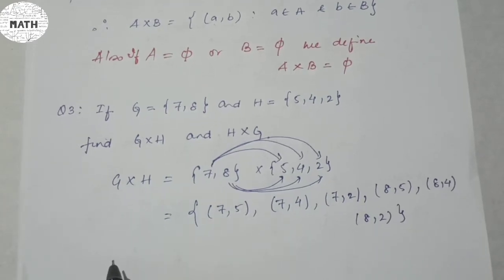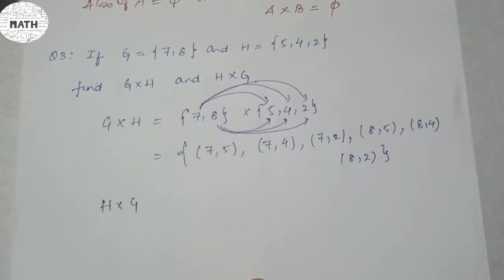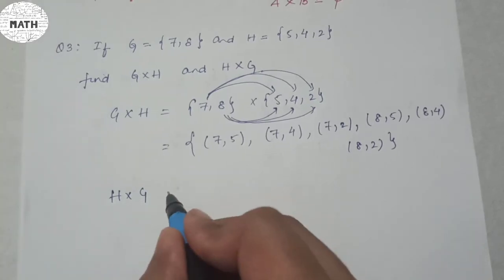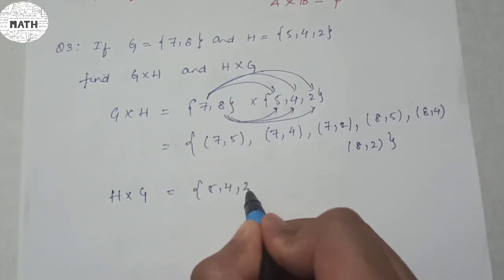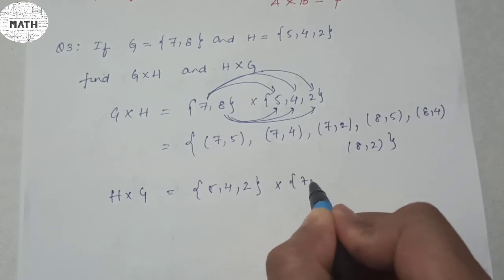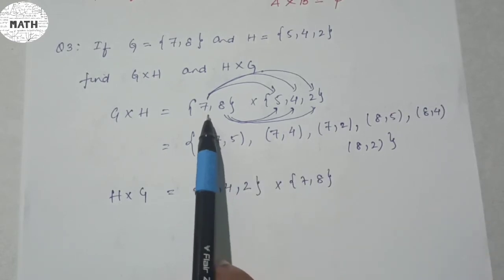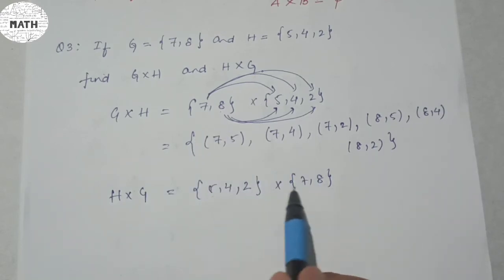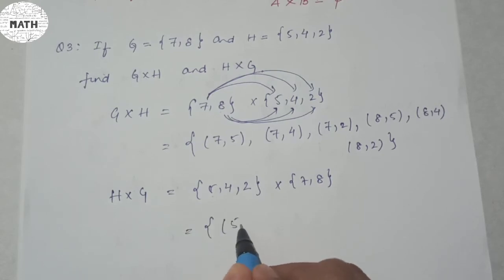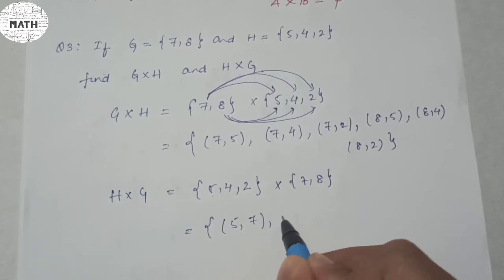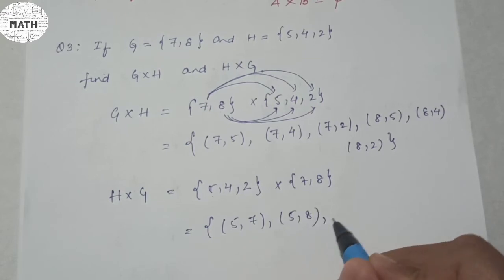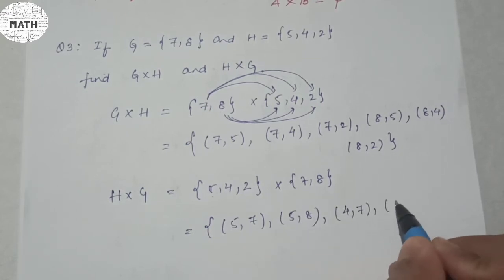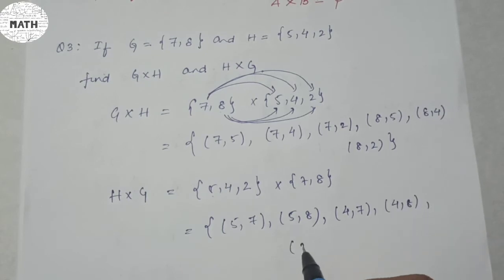Similarly, let me do the opposite, H cross G. So what should I be getting? That is nothing more than {5, 4, 2} cross {7, 8}. Now remember the difference. Over there, 7 and 8 came first, that's why I did it in that manner. Now I have 5, 4, 2, so I have to start with 5 first. The first one is (5, 7), the next is (5, 8). Now 5 is done, go with 4: (4, 7), (4, 8). And lastly go with 2: (2, 7), (2, 8).